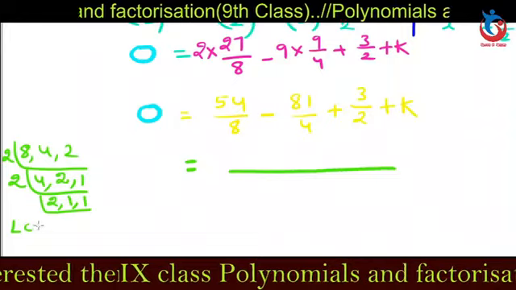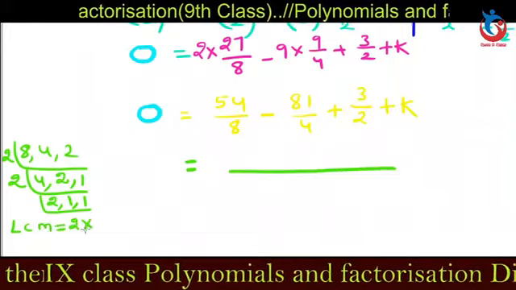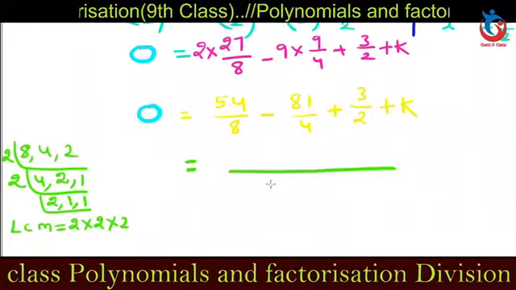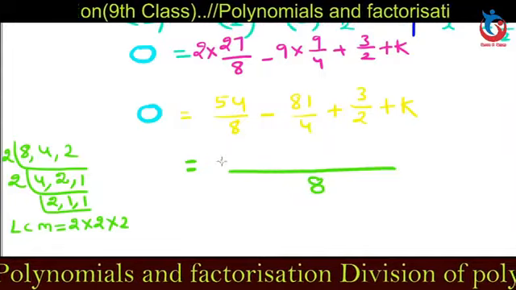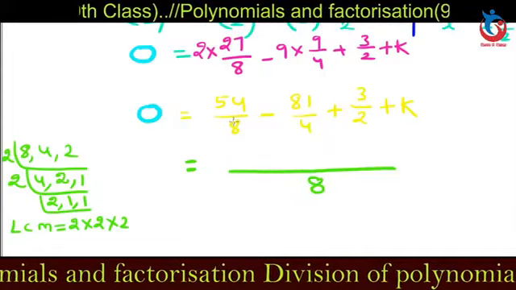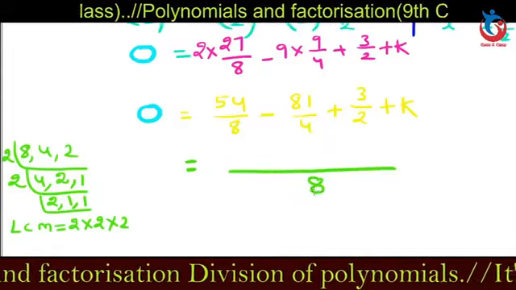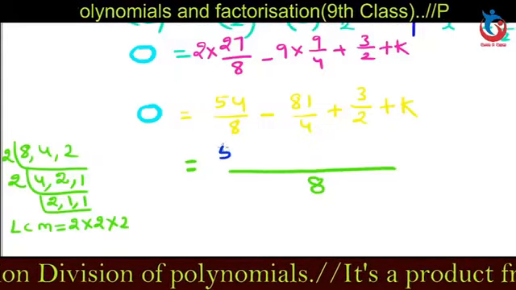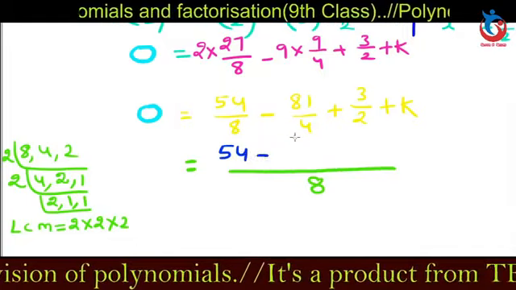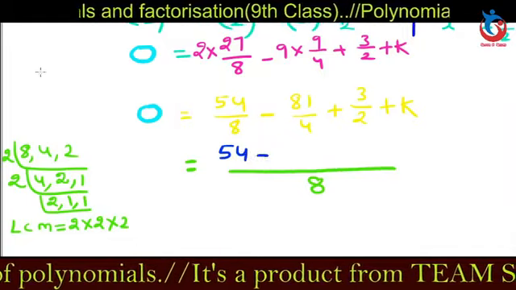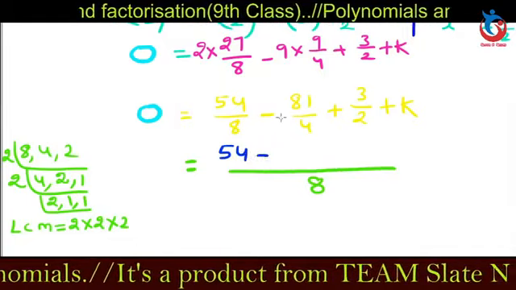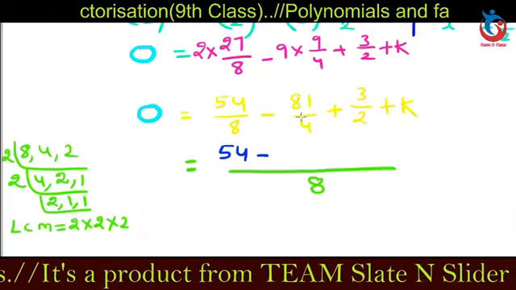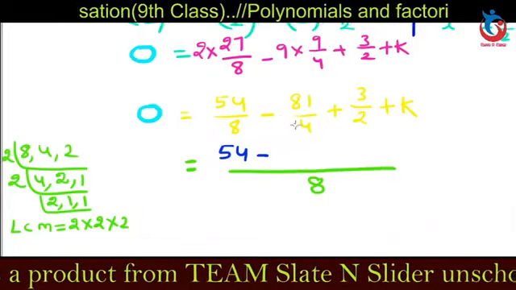Now the LCM is equal to 2 into 2 into 2. So here we have to write 8. And then after, for 54, the denominator and the LCM are both the same, so write 54, minus, and take this 81 by 4. So what we have to do? We have to make this 81 by 4 have the denominator 8. How to write that?